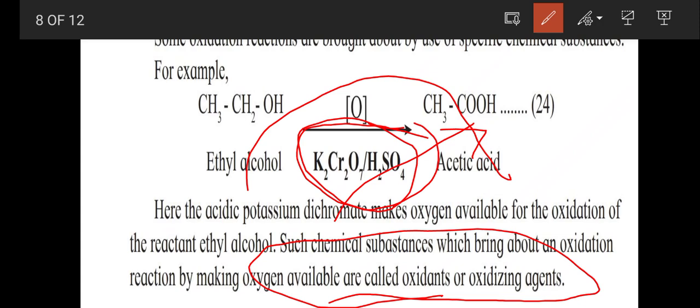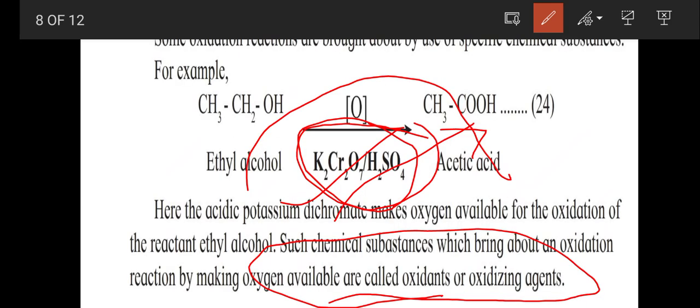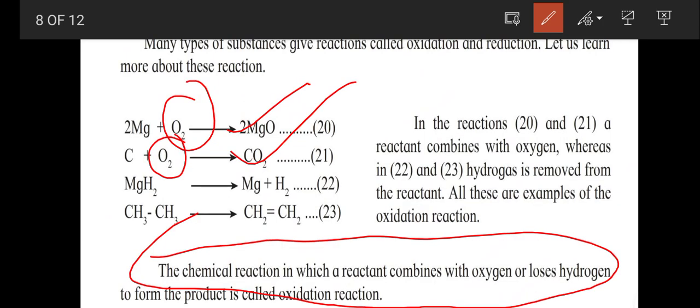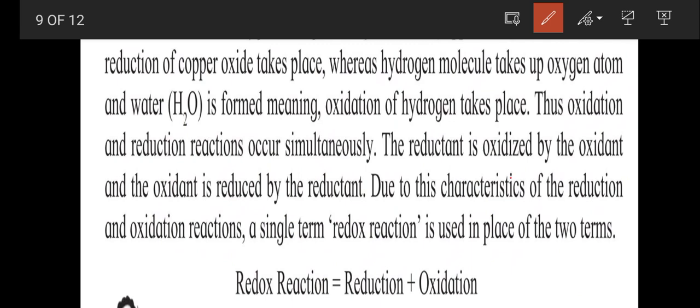That means the substance which brings about oxidation is called the oxidizing agent. So in this reaction K2Cr2O7 and H2SO4 are the oxidizing agents. Now next is reduction, after oxidation. Reduction is the vice versa of oxidation. In oxidation the reaction is with oxygen, in reduction the reaction is with hydrogen. The substance which brings about the reduction is called the reducing agent.